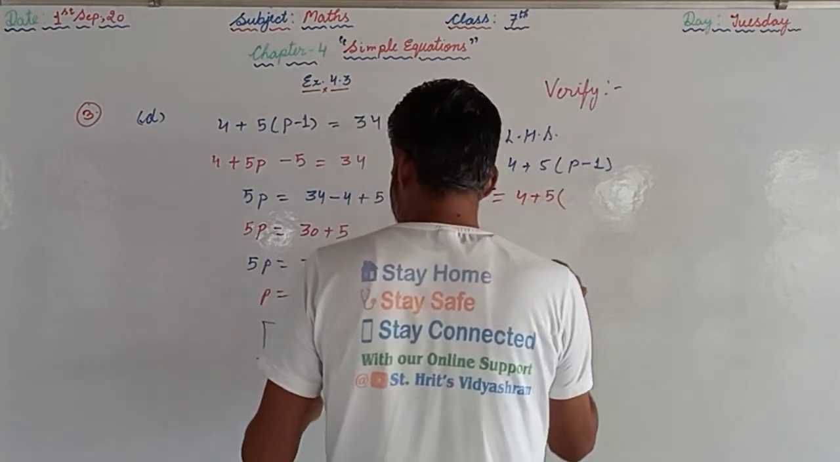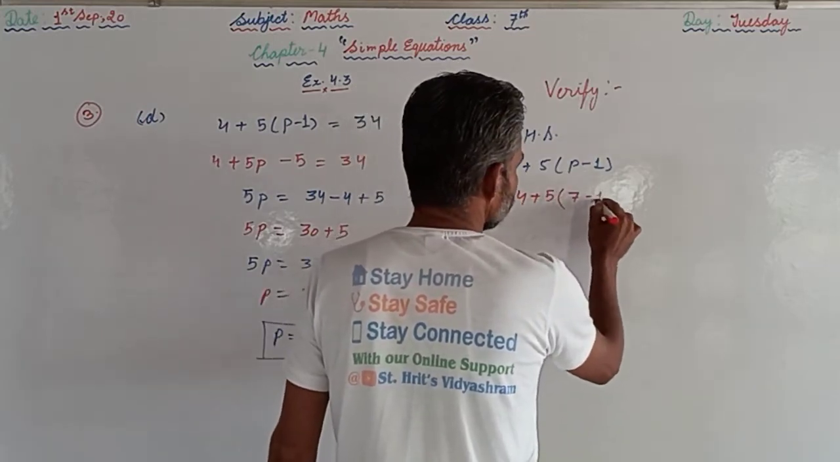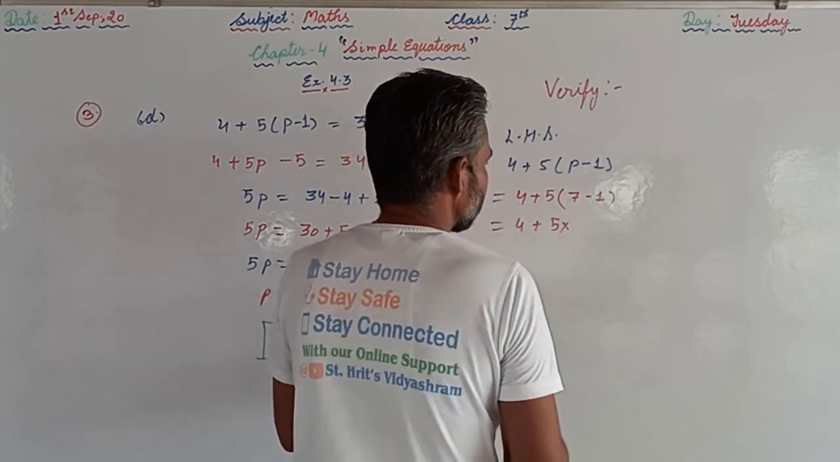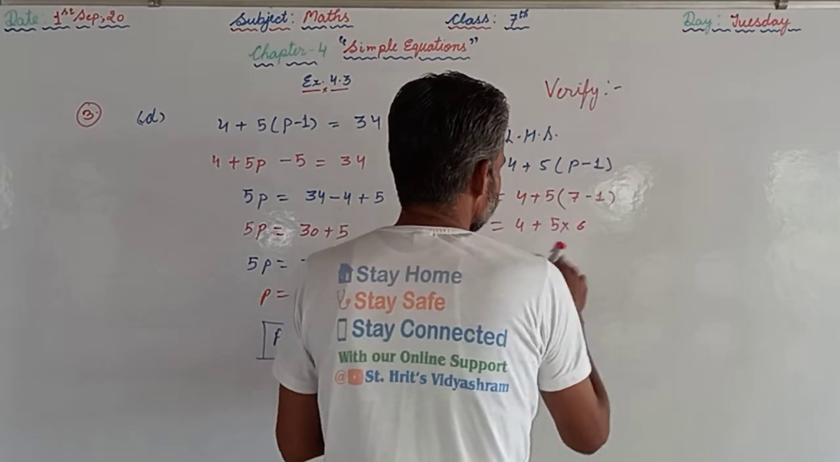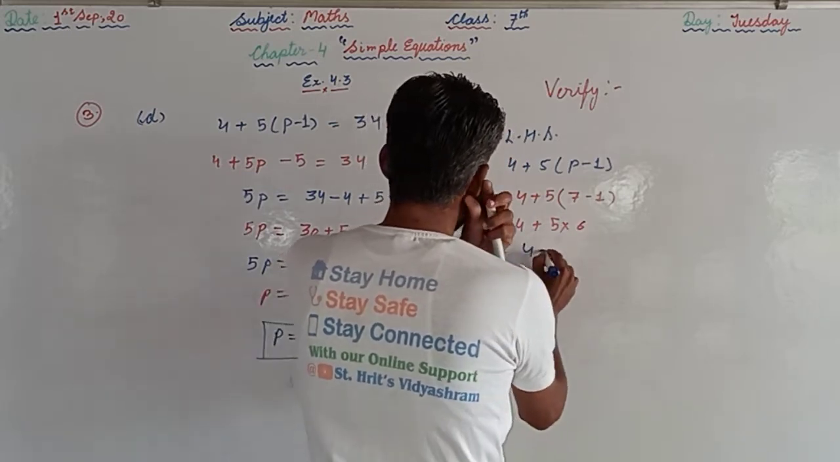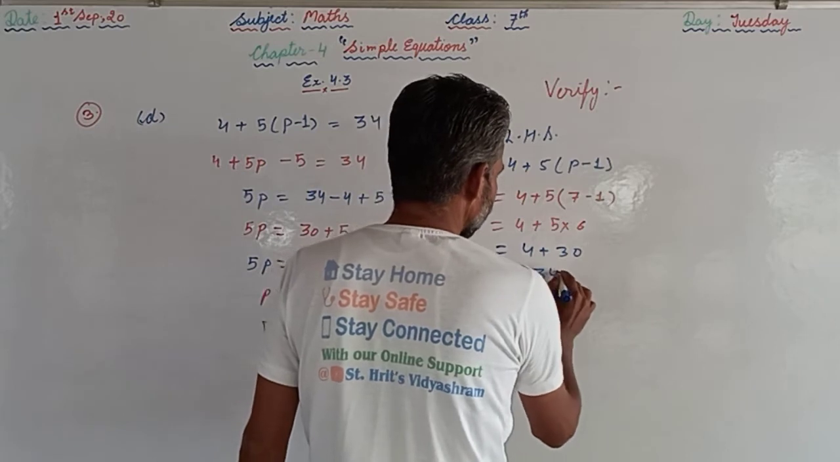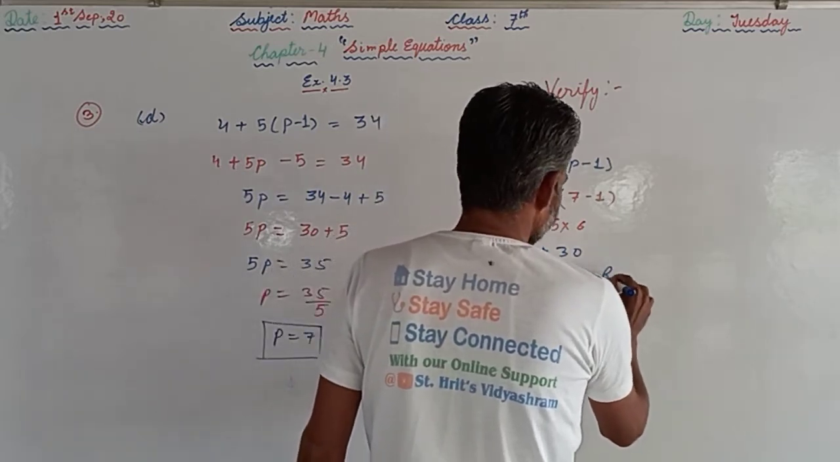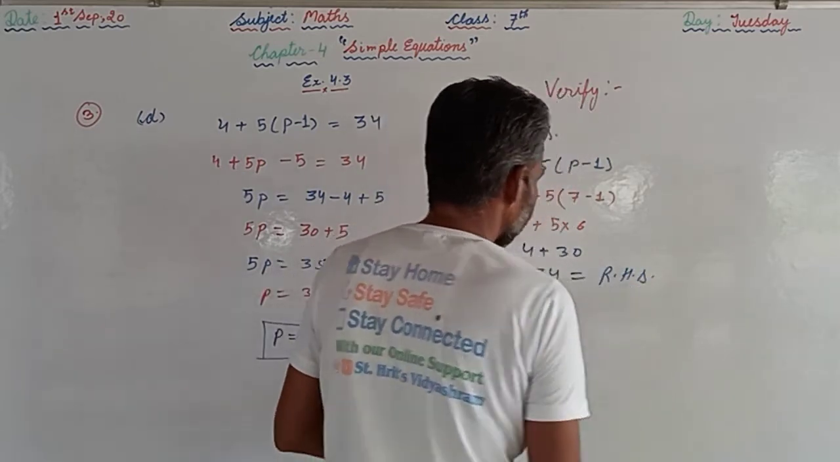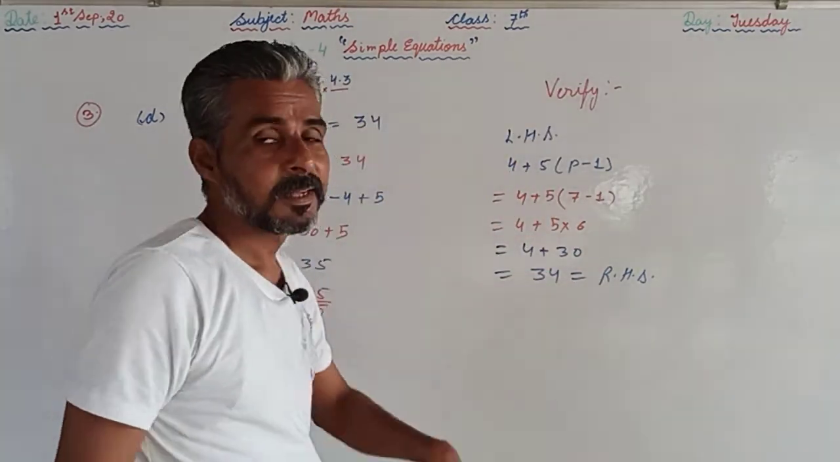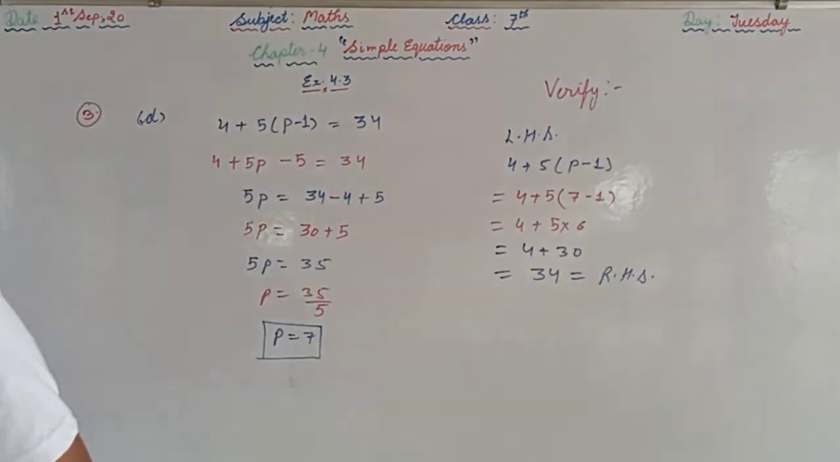So the value of p is 7. 7 minus 1, 4 plus 5 into 7 minus 1, that is 6. So it will become 4 plus 5 into 6, which is 30. So 30 plus 4 is 34, and that is equal to the right hand side. We started with the left hand side and we reached the right hand side, hence our answer is correct. So like this we can verify our answers as well.